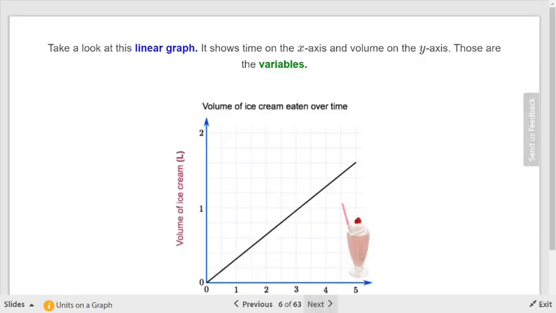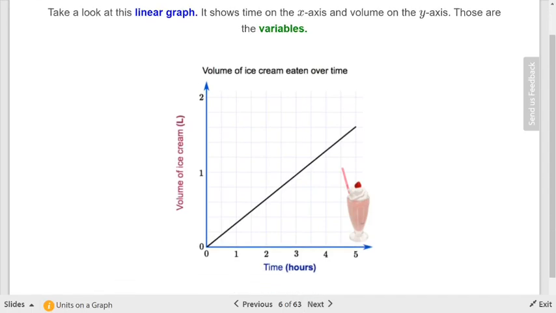Good. Okay. So take a look at this linear graph. If you look at the x-axis, which one's the x-axis? Just the horizontal one at the bottom, right? What about the y-axis? That's the vertical one. Good. And in this particular case, the x-axis is showing what kind of things and in what units? What is it measuring and in what units for the x-axis? Time in hours, right?